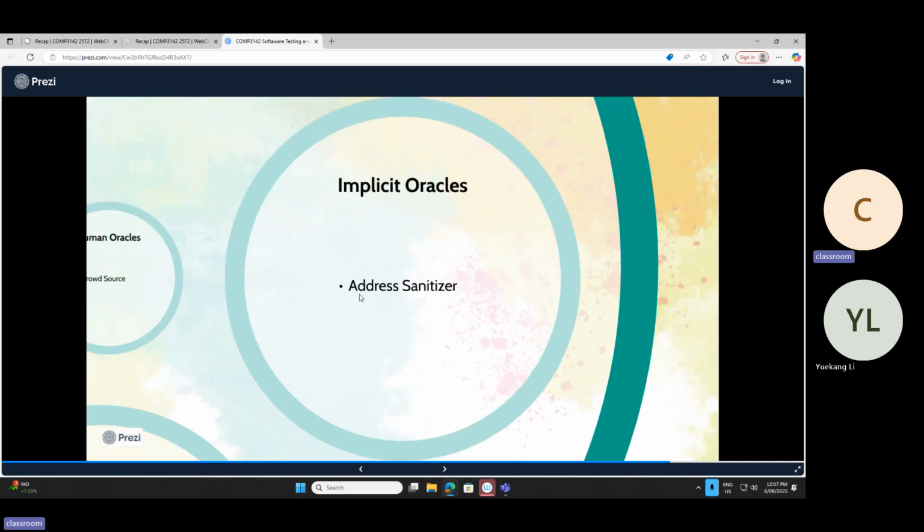And we also learned some implicit oracles. So implicit oracles are like the test oracles that could be naturally derived from any program. Like for example, if a program crashes, then it means that there is definitely a bug, right? And to improve the sensitivity of these implicit oracles, we can use some sanitizers. And sanitizers are like some special type of instrumentations we can add into the programs during compilation.